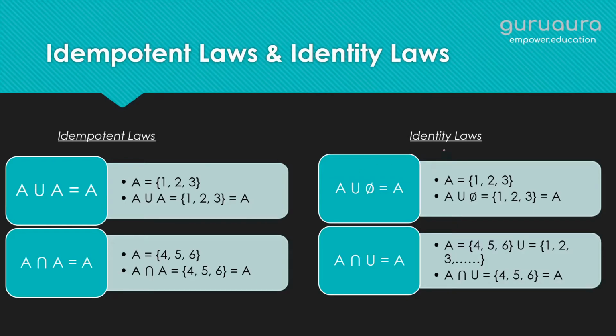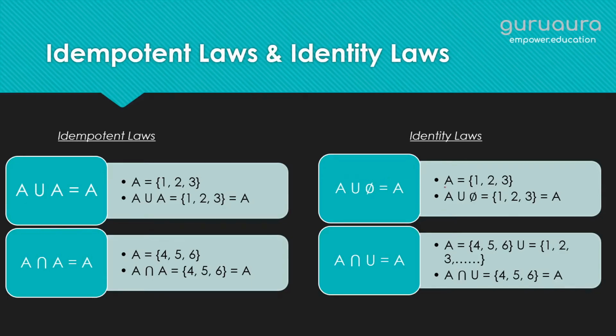So the next is identity laws. Here we will be using two important identities in sets. One is the empty set and the other is the universal set. The empty set is the identity element for the union of sets and the universal set is the identity element for the intersection of sets. The empty set is represented by phi and the universal set is represented using the letter U.